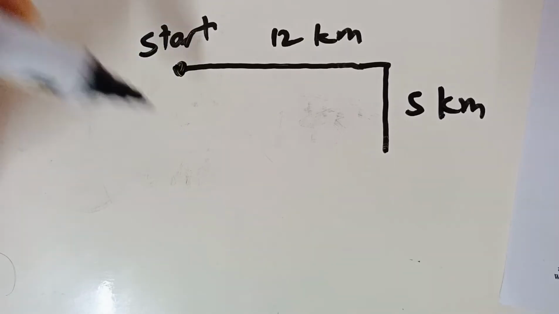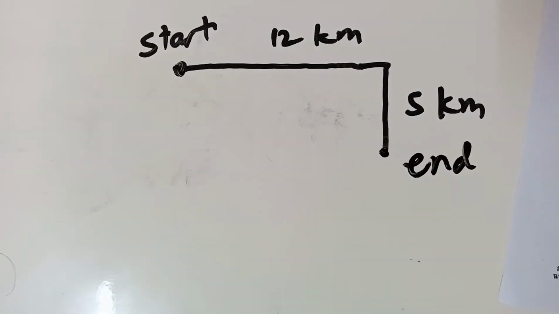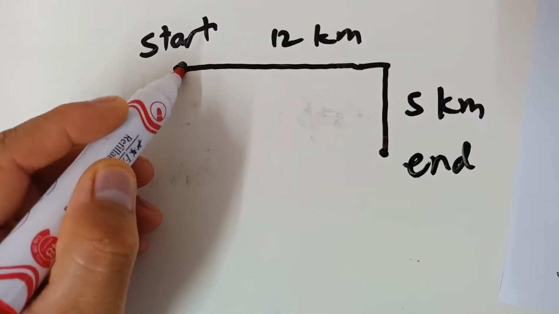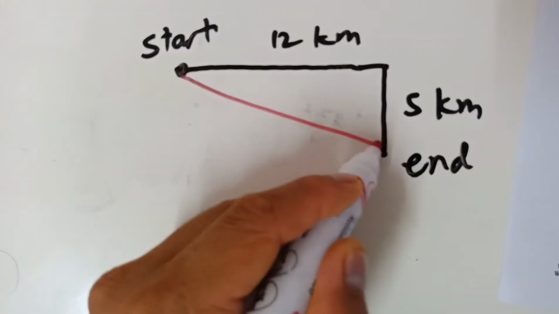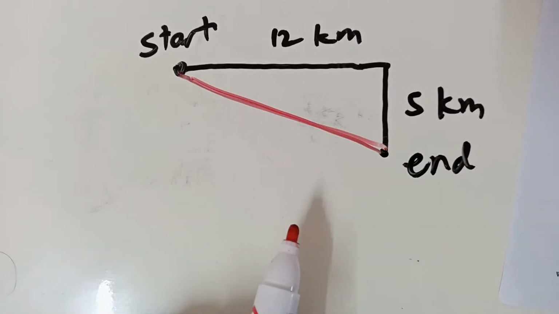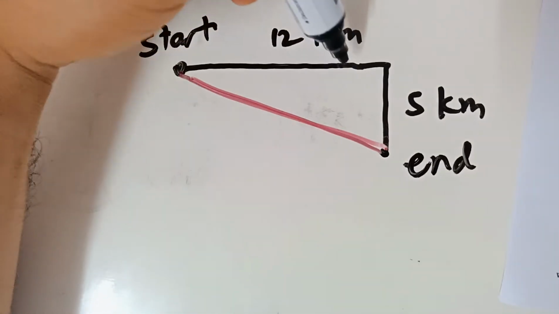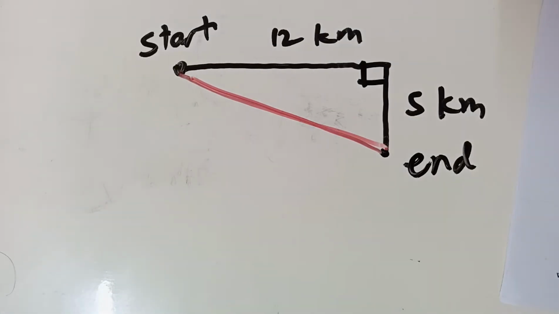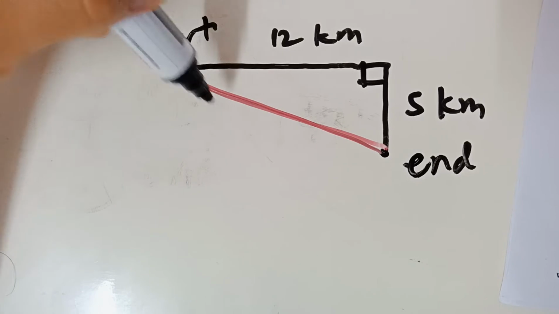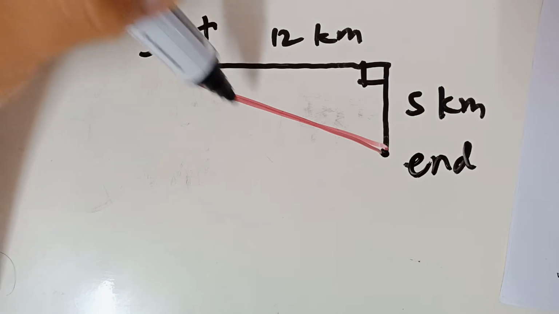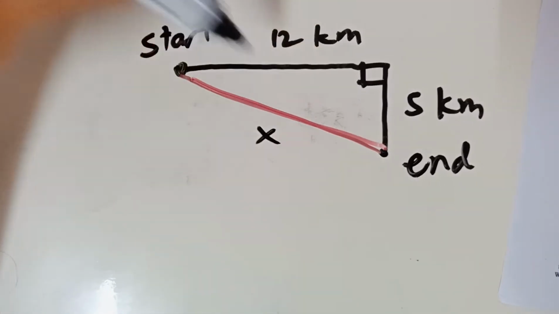So this is the starting point, this is the end point. So the question is, how far is Andy from the starting point or the original position? So we simply need to find this length, okay, from this point to that point. And this is definitely a problem that can be solved using simple Pythagorean theorem, because we have here a right angle triangle. This is a right angle, and we're looking now for this side, which is the hypotenuse of this triangle. So we could denote this side as x kilometers.